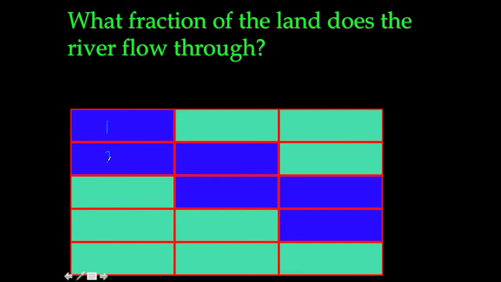1, 2, 3, 4, 5. Well, there's a row of 5. Think there's 5 in this row as well? You said yes, you're right. How about in this row? That's right, there's also 5 pieces.